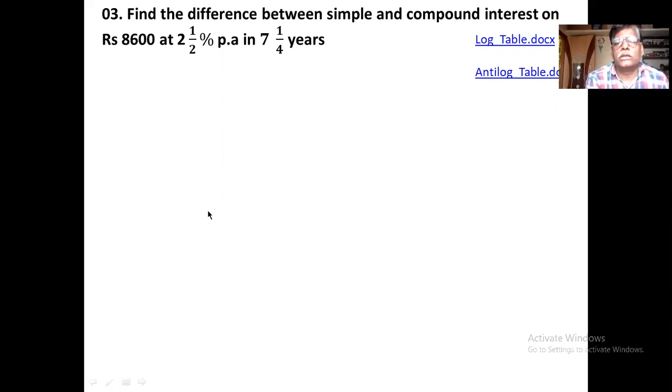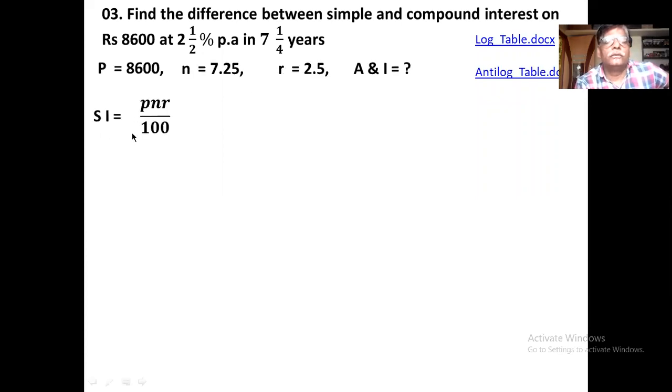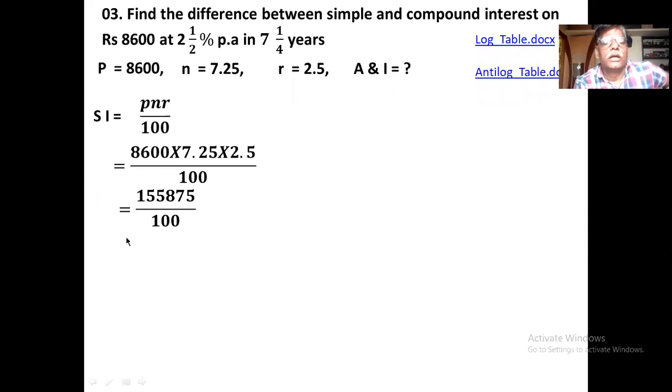Remember, compound interest is always more than simple interest because we calculate the compound interest on the amount of the previous year. Therefore, compound interest is always more than simple interest. So yesterday I solved this problem. Simple interest is equal to PNR divided by 100. By filling in the ingredients, I ascertained 1,558.75 as simple interest.